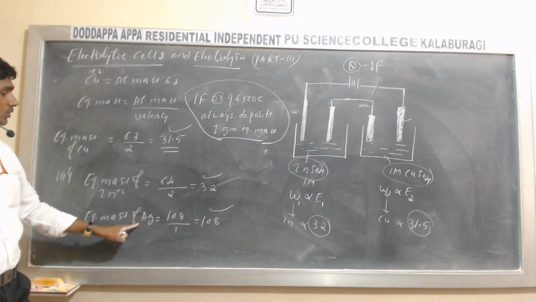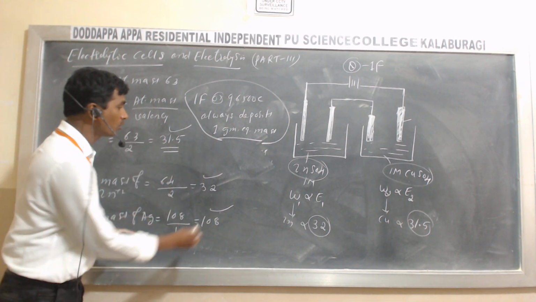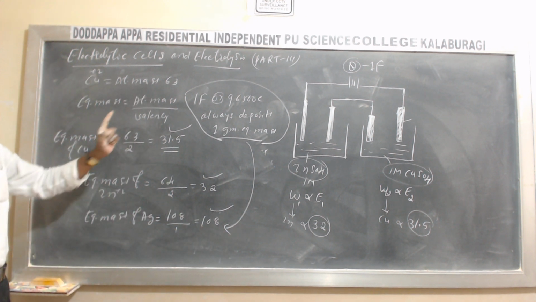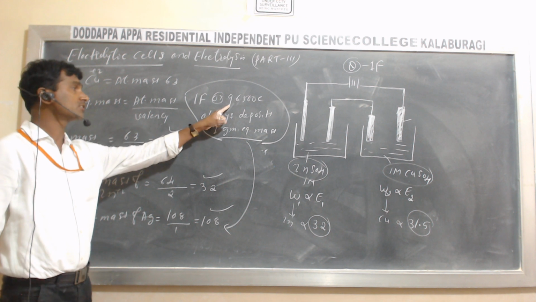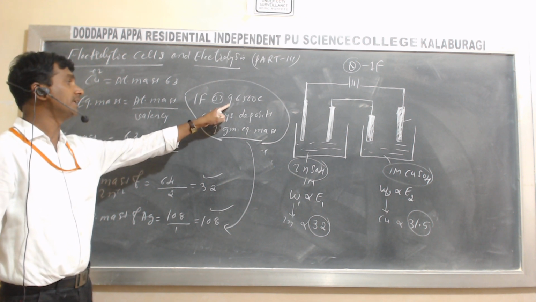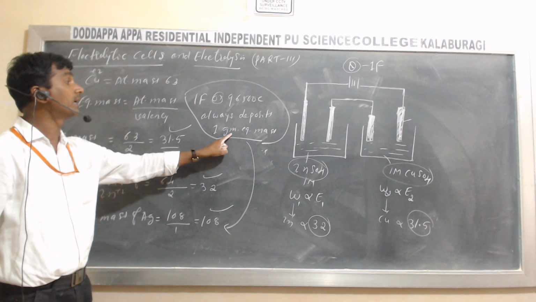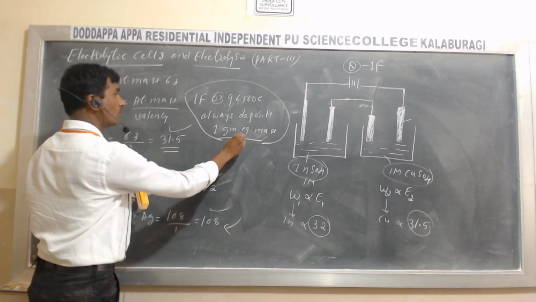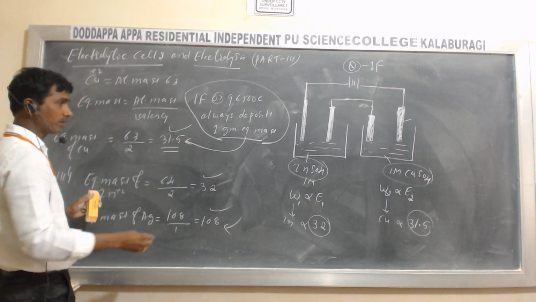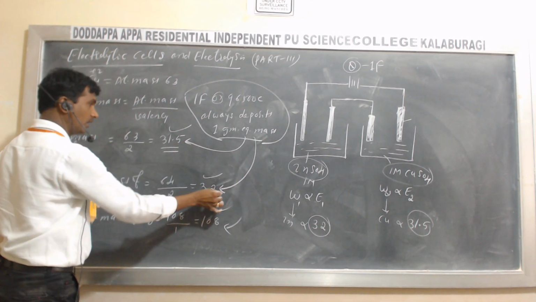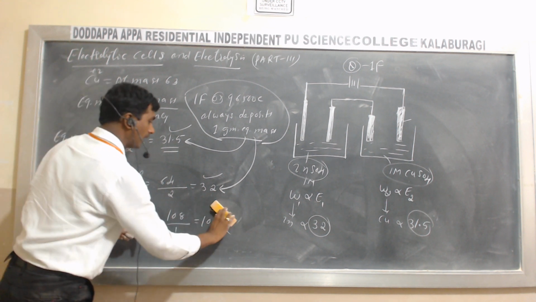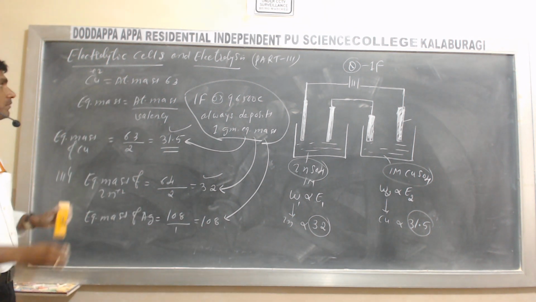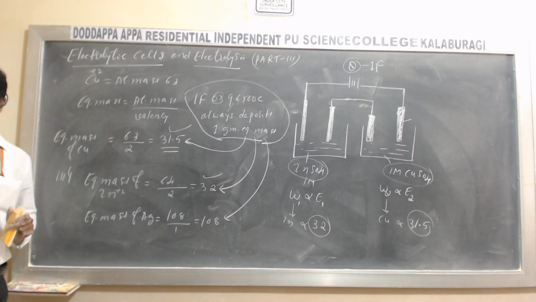AgNO3 solution deposits only 1 gram equivalent mass, and 1 gram equivalent mass of silver is 108 gram. It's very important: 1 Faraday, or 96,500 coulomb of electricity, is equivalent to 1 gram equivalent mass. So 1 gram equivalent mass of copper is 31.5, of zinc is 32 gram, and of silver is 108 gram. This is called Faraday's second law.